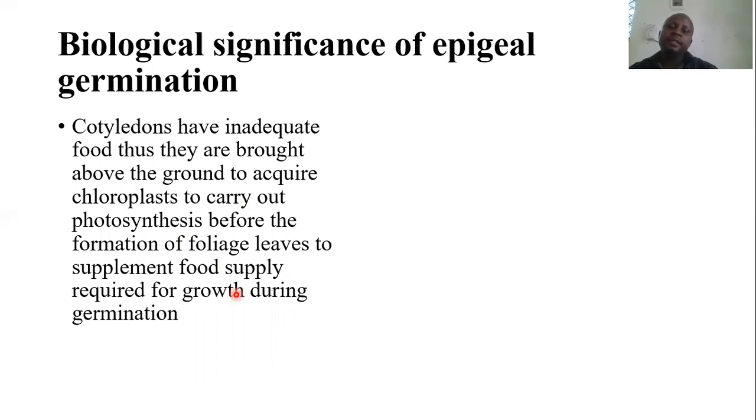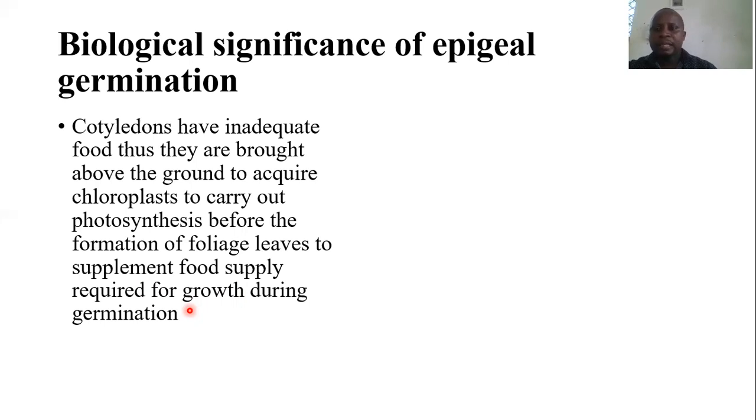So we're saying that epigynous germination is important because when the cotyledons are exposed, they will be able to develop some chlorophyll, hence carry out photosynthesis, therefore manufacturing food, which will supplement the food supply present in the cotyledons. This occurs when the plant is yet to make its own food. So that's all about epigynous germination.